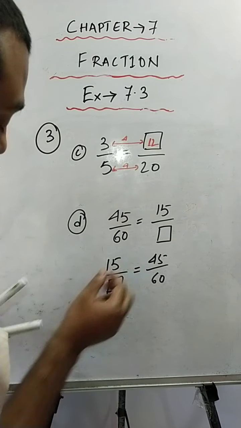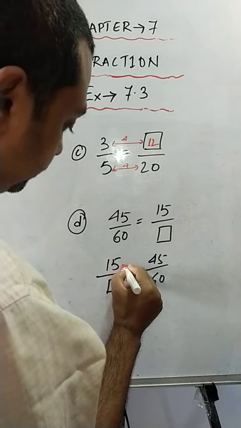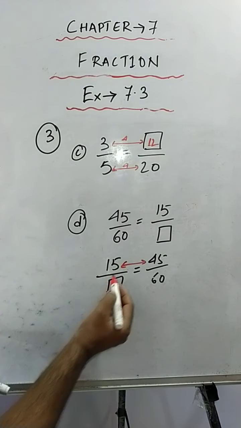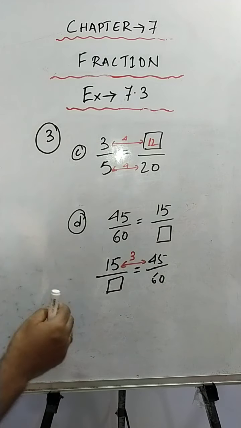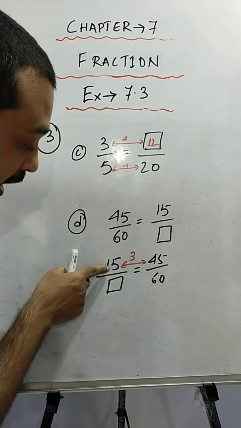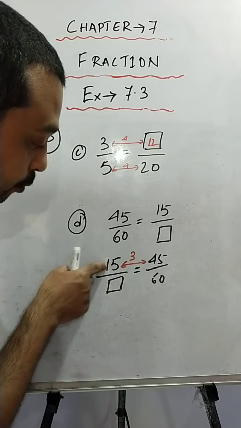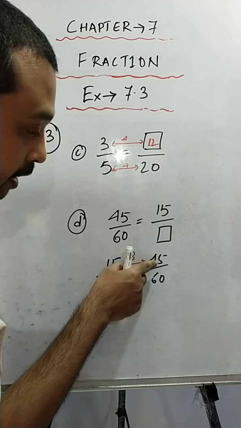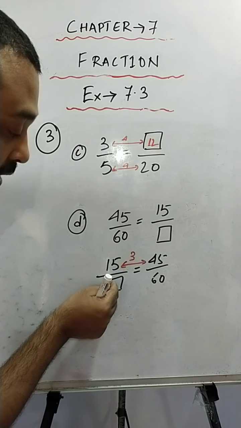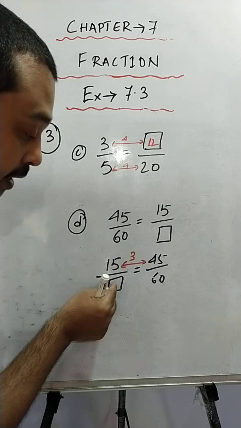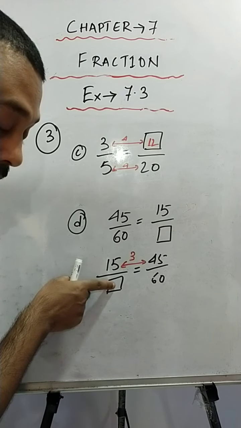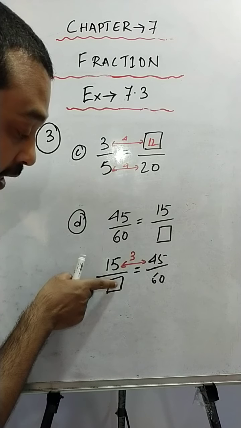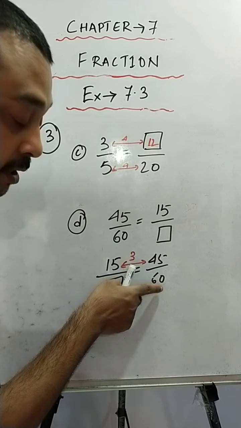Now see, when both the numerators are given, what is the relation you see? 15 into what is 45? That is 3. That means we have to multiply this number with 3 to get this number. Similarly, we have to put such a number in the box so that if you multiply it with 3, then 60 should come.